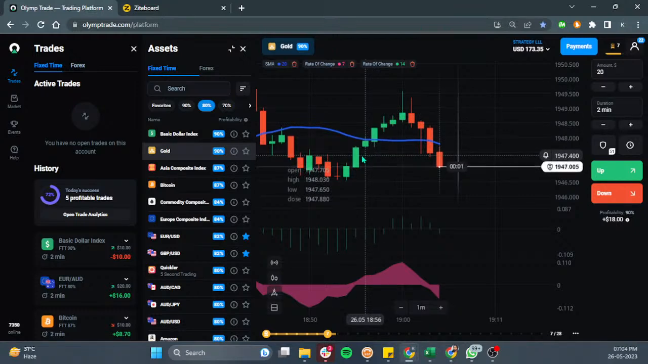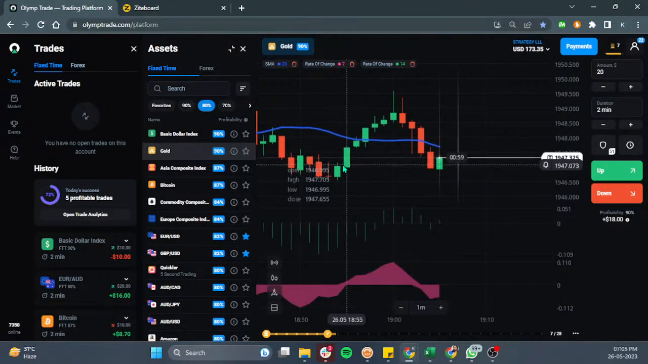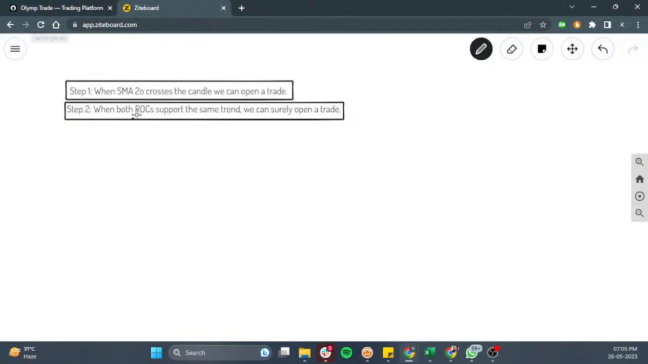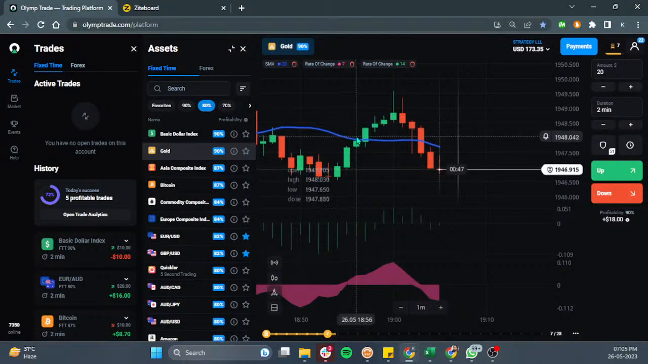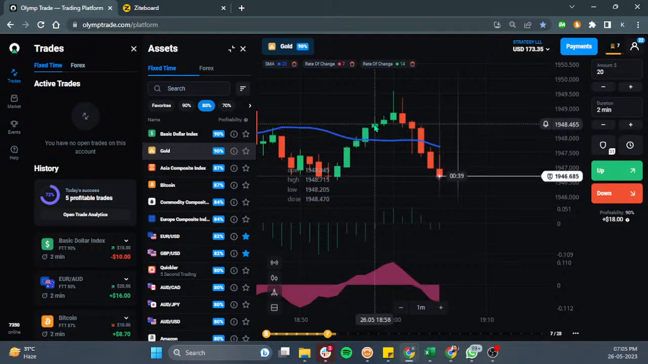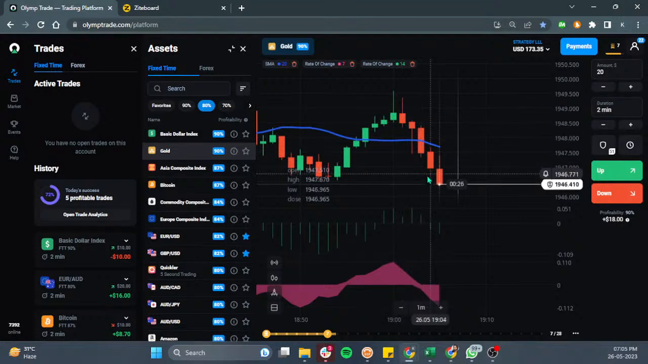So for example, if this is the crossing, the candle is going in uptrend. If ROC7 and ROC14 are confirming the same trend, we can open the trade. Let me take this example. Here, if you see ROC7, it's showing upward trend after the crossing, but ROC14 is showing downward trend. So here we shouldn't be opening a trade because if it was just for 2 or 3 minutes, there's a possibility for having a profit, but otherwise it will show downward direction and we can have loss.